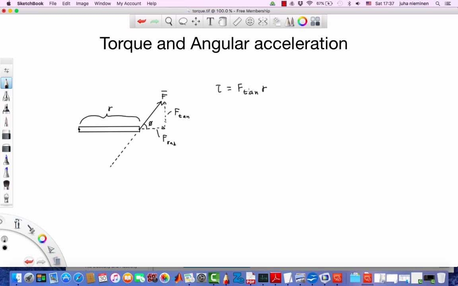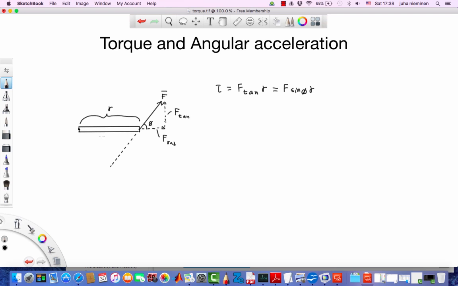So what is F tan? Because we have the angle phi there, the tangential component is the opposite one, so it's just the magnitude of the force F times sine phi, times r. So the angle between the lever and the force definitely matters, as does the magnitude of the force and the distance from the pivot point.